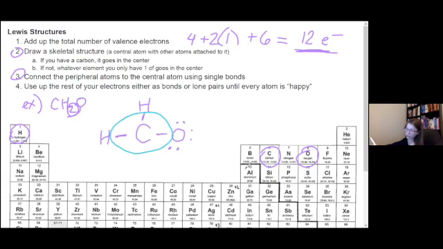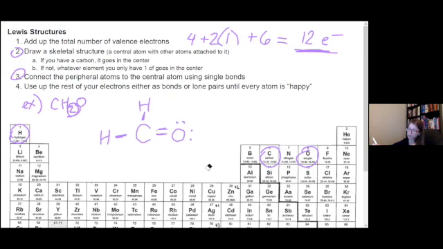This carbon only has 2, 4, 6 electrons. Not happy. I can't just draw 2 more on it because then I wouldn't have 12 electrons in the diagram. I'd have 14. So what am I going to do? I'm going to rearrange. I'm going to take one of the lone pairs off of oxygen and I'm going to redraw it as another bond between the carbon and the oxygen. Now if I check, I still have 12 in the picture. 2, 4, 6, 8, 10, 12.